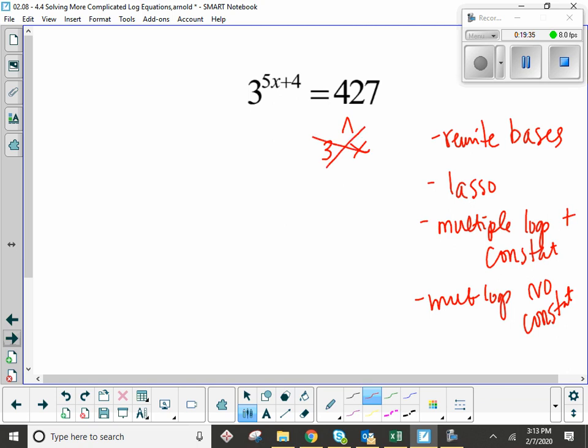It's not multiple logs because there aren't any logs. So you would lasso. You would rewrite it as a log. And you would continue solving. Okay. This is that kind of problem where we leave it in exact form. And it looks funky, but it's not too bad. It's not really hard.